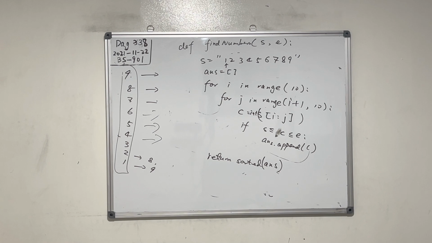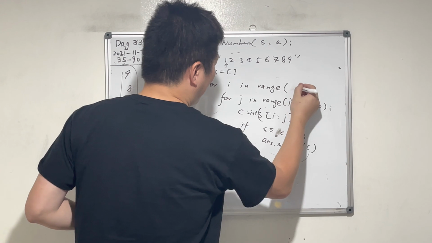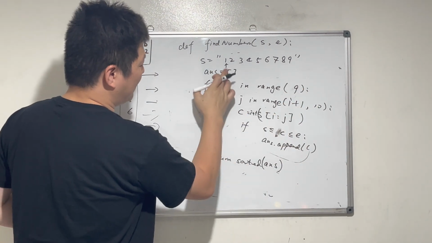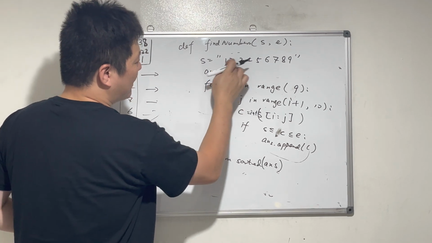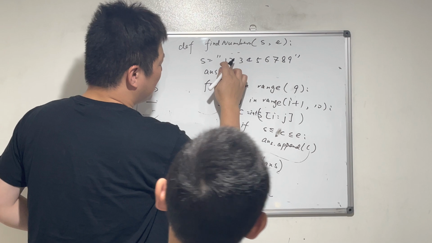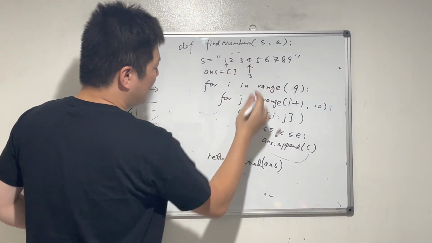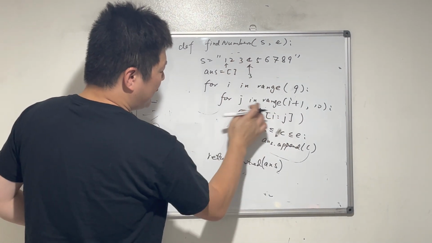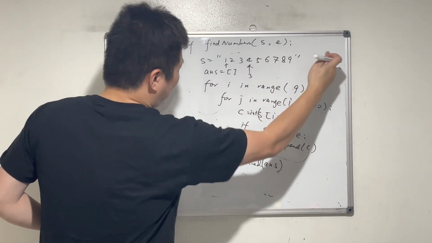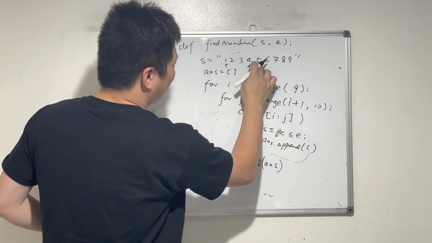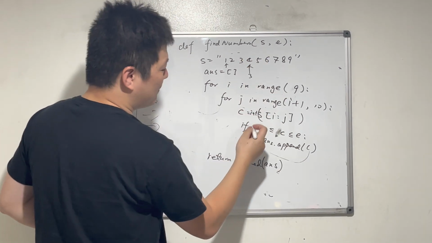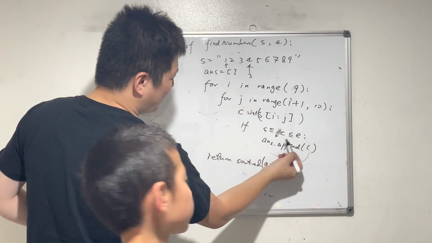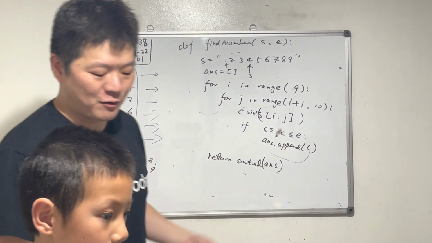For i in range, actually it's 9, not 10, because there are only 9 numbers here. So the index will be from 0 to 8. This i is the left index, for example i equals 0, 1, 2, 3. And then j will be the index from i plus 1 to n, so there will be 4, 45, 456, this kind of thing. Then c will be converted from a string to an integer, and we check if it's in the range. If it is, we append it.